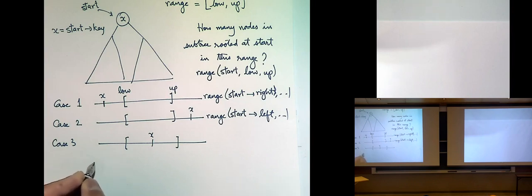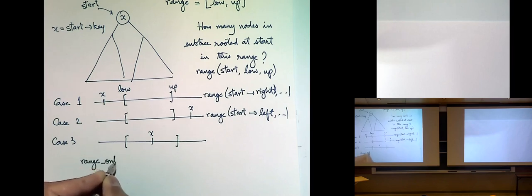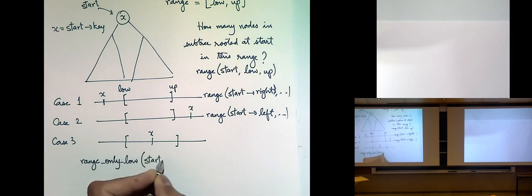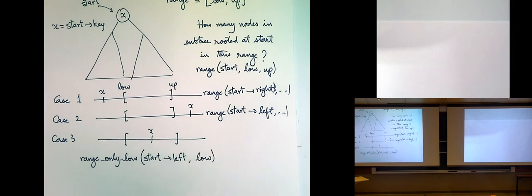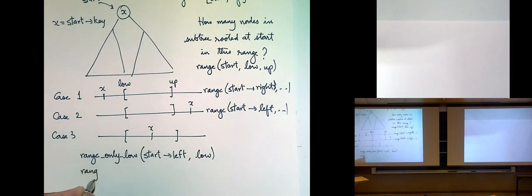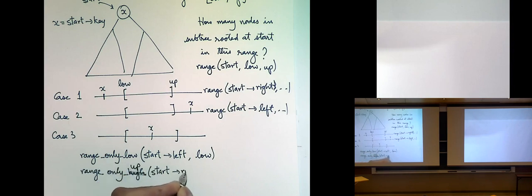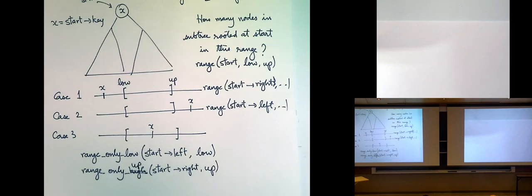I'm going to give two functions. I'm going to call the first function range only low, and this is going to call start arrow left and has one parameter low. I'll explain what this means. And I have a second function which is range only high, or instead of high, let me call it up. Start arrow right, up. Okay, I should call it low and high, not low and up. I was thinking lower and upper, and then I didn't want to write the ER, so sorry.